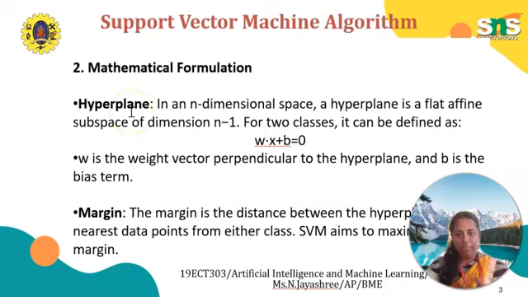This is the mathematical formulation behind the hyperplane. In n-dimensional space, the hyperplane is a flat affine subspace of dimension n-1. For the two-dimensional case, it can be defined as w·x + b = 0, where w is the weight vector perpendicular to the hyperplane and b is the bias term. The margin is the distance between the hyperplane and the nearest data points from either class. SVM aims to maximize this margin.